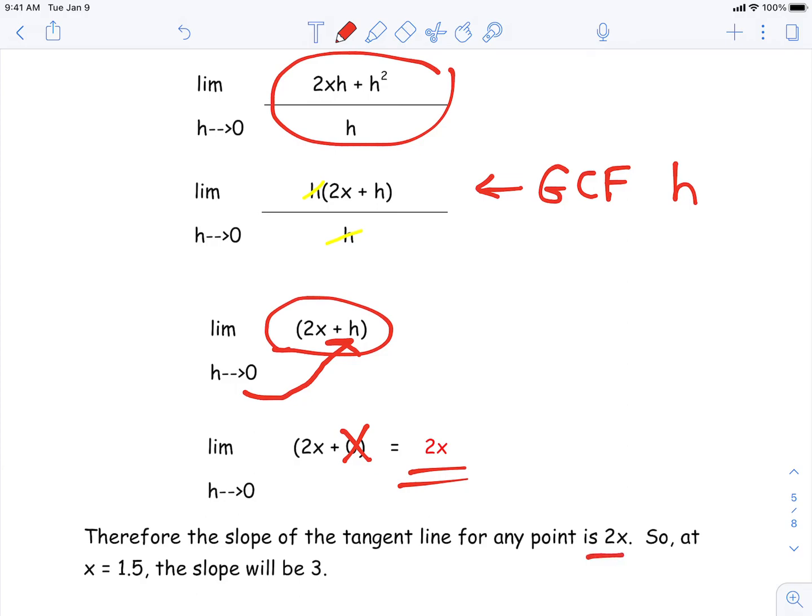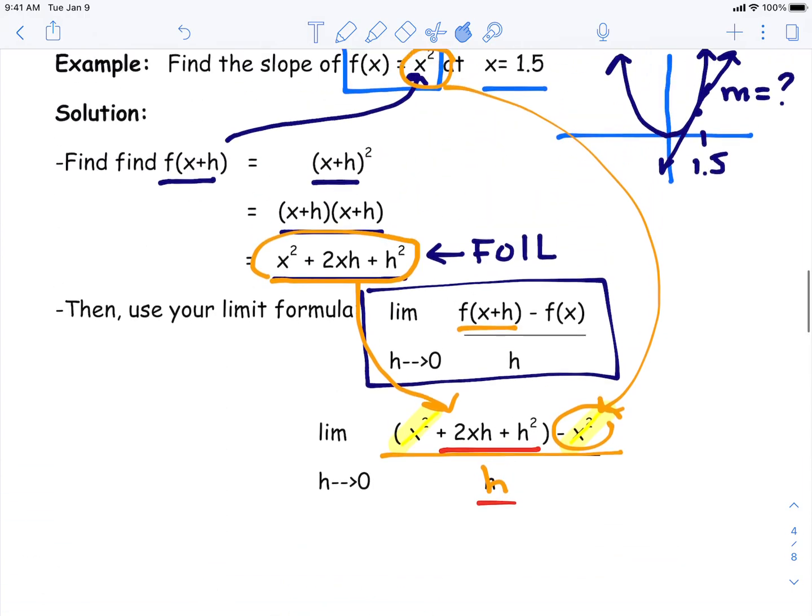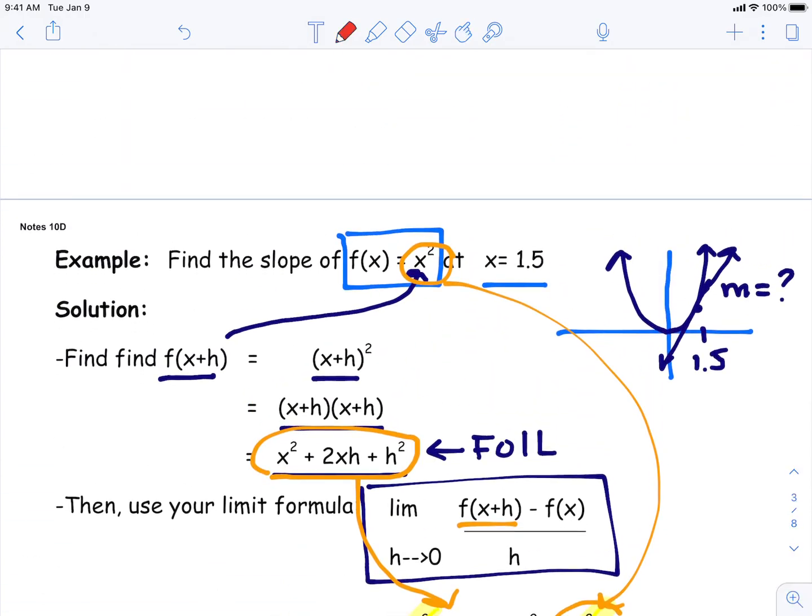So we're going to evaluate that expression for 1.5. We substitute 1.5 in, and we get 3. So the slope at x equals 1.5 is 3. So let's go back up. The slope of this line at x equals 1.5 is 3.